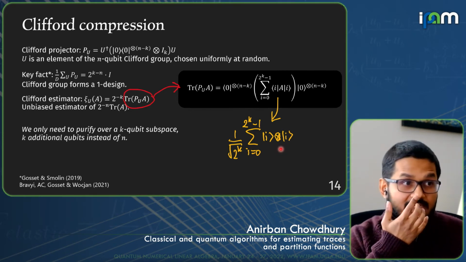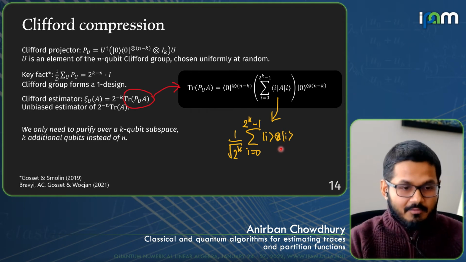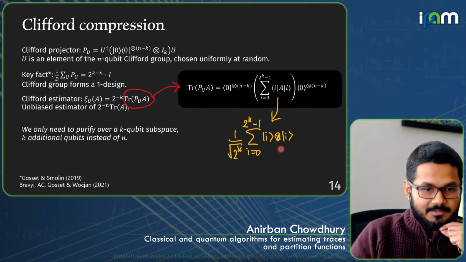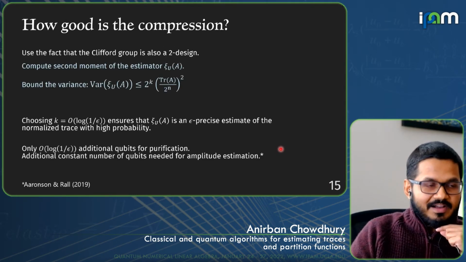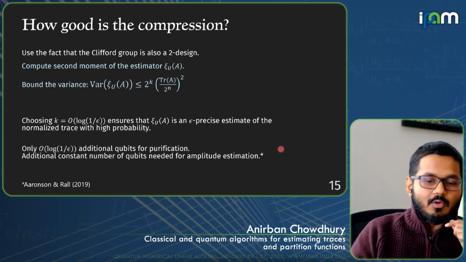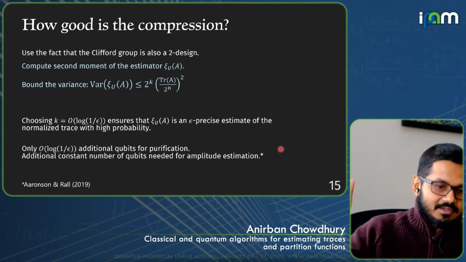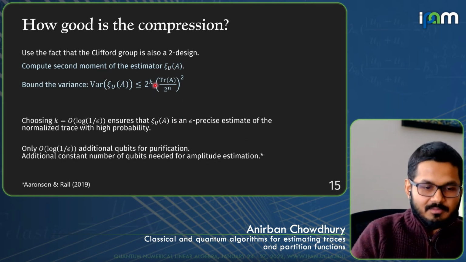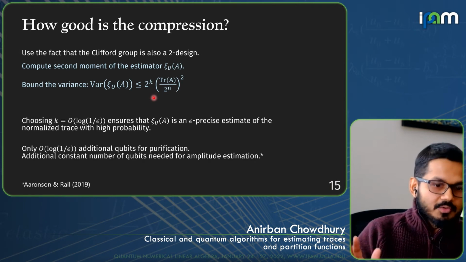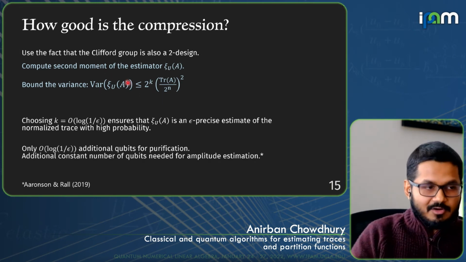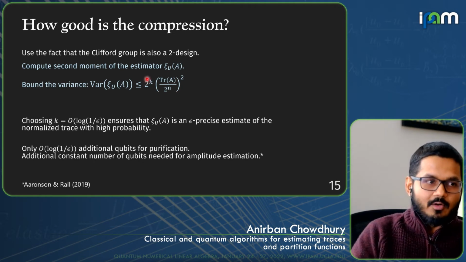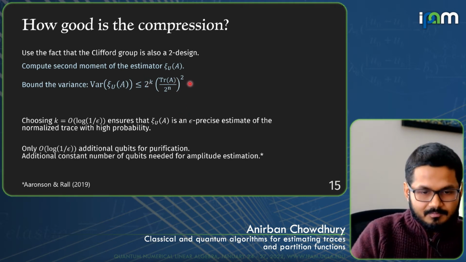Now, the key question, of course, is, well, how big does this k have to be in order for this to be a good estimate? So for this, we'll use the fact that the Clifford group is also something called a 2-design. And this we can use to compute the second moment of this estimator I defined in the previous slide. Why do we want to do this? Well, let's bound the variance of this estimator in terms of something like this. There are some factors depending on k and n and the trace of A.